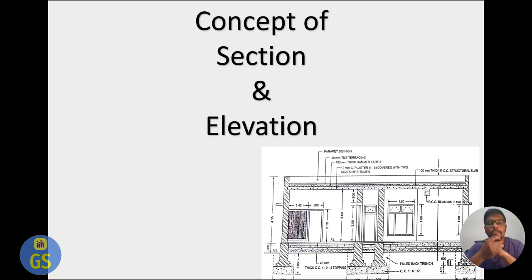So basically a section is nothing but showing the details of footing, footing size or footing details which are below the plinth level or ground level. In other words, the details of the substructure, below the ground level. Elevation is nothing but showing the details of the structure above ground level.